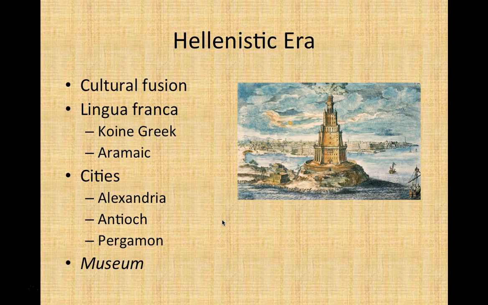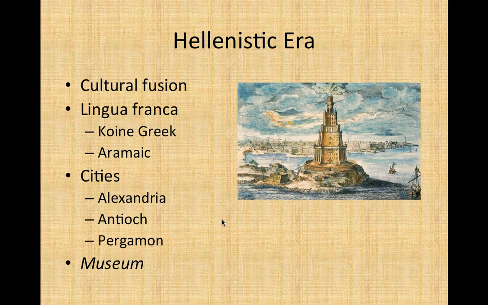People had to talk to each other in Koine or in Aramaic. And they lost some of their local identity, as it were, right? We also see the emergence of these huge cosmopolis cities that dominated the Hellenistic era politically, economically, and culturally.